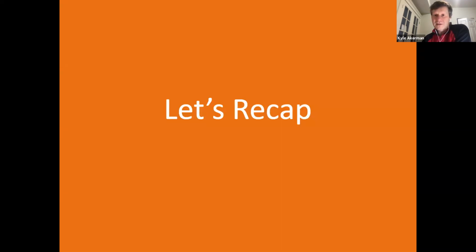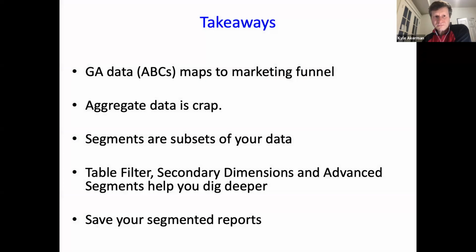And then I will give you a quick recap. Things I want you to remember: the GA data, the ABCs, they map to the marketing funnel. Aggregate data is crap. So we use segments, which are just subsets of our data. Some of the options you have for that, we've got the table filter, secondary dimensions, and advanced segments. They all help you dig deeper to find those hidden insights. And then remember that you can save your segmented reports for easy access in the future.